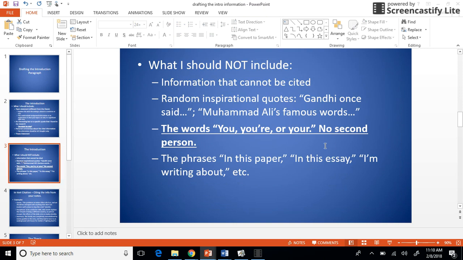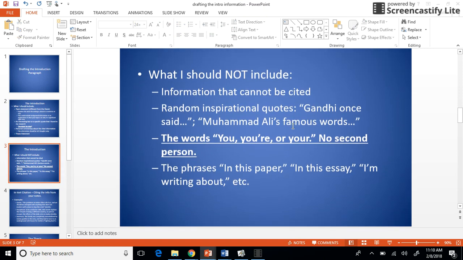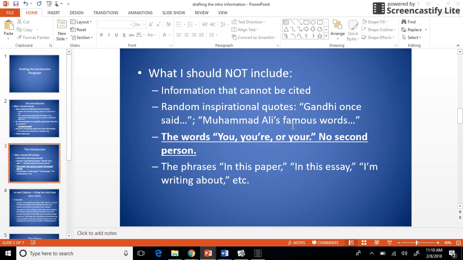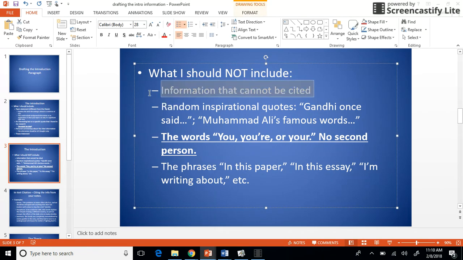All right, so let's talk about what should not be in the introduction, okay? No information that cannot be cited, and that pretty much goes for the whole paper. If you're giving me specific info but you can't cite it, or it's coming from another source, or it's just something you know but it's very specific, leave it out, okay? Don't go there with that at all, because that starts to dabble into plagiarism a little bit.